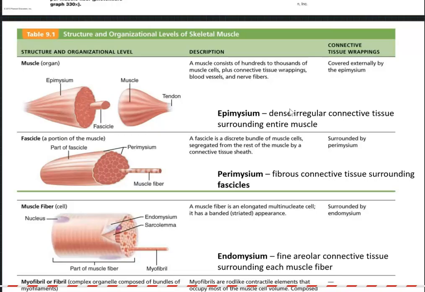So now let's go over the anatomy of the muscle. So first, muscle, an organ such as biceps brachii. The entire muscle is, let's use the word encapsulated, in the connective tissue called epimysium. Remember, epi means above. Epimysium is the dense irregular connective tissue, and it provides mechanical resistance to the muscle.